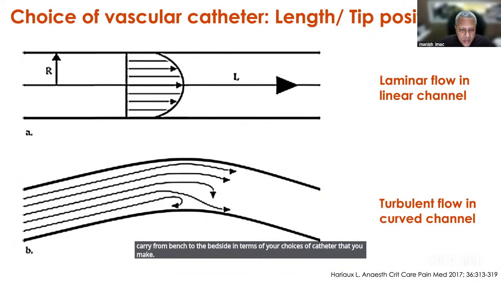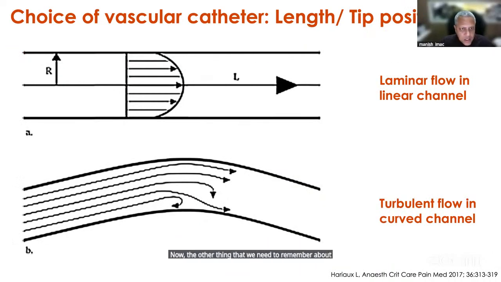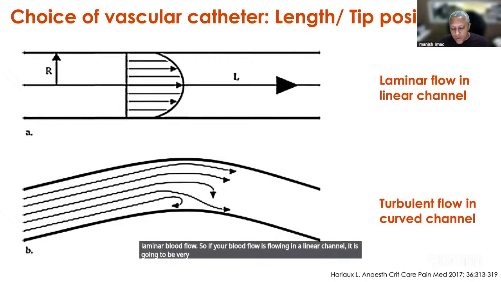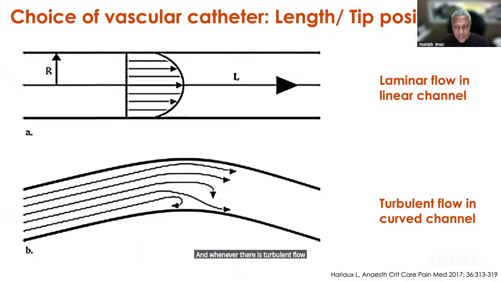Now, the other thing that we need to remember about catheters is laminar blood flow. If your blood is flowing in a linear channel, it is going to be very laminar, with no or minimal turbulence. But whenever the catheter hits a curvature, there is going to be turbulent flow. And whenever there is turbulent flow, the risk of thrombosis increases.